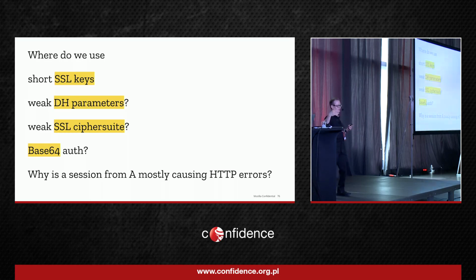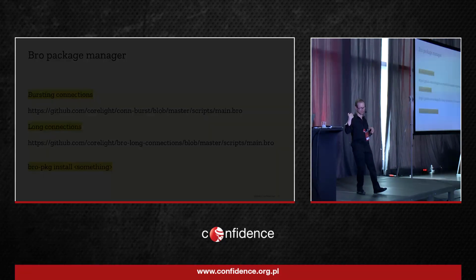And I could go on and on. I have a bunch of things that we check on the network layer. We are paranoid about the cipher suites, parameters, SSL keys. I don't want any base64 authentication. Those are all the things that we check on the network layer as well.